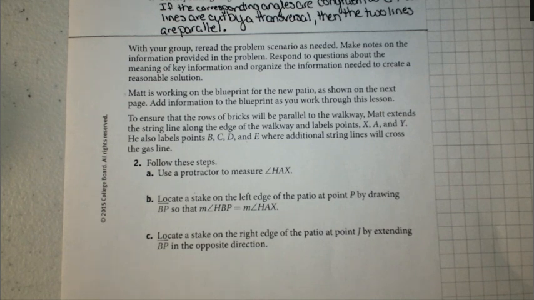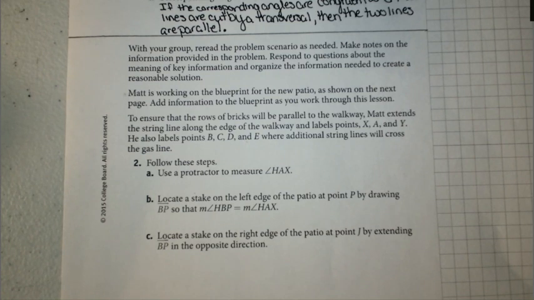Add information to the blueprint as you work through the lesson. To ensure that the rows of bricks would be parallel to the walkway, Matt extends the string line along the edge of the walkway and labels points X, A, and Y. He also labels points B, C, D, and E, where additional string lines will cross the gas line.